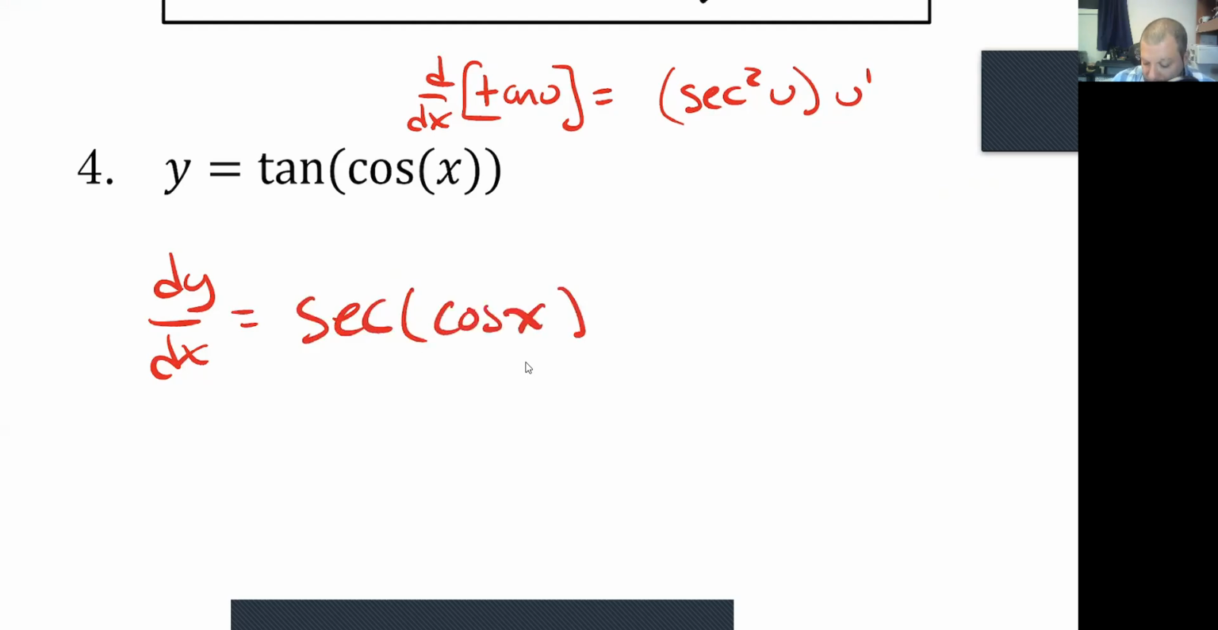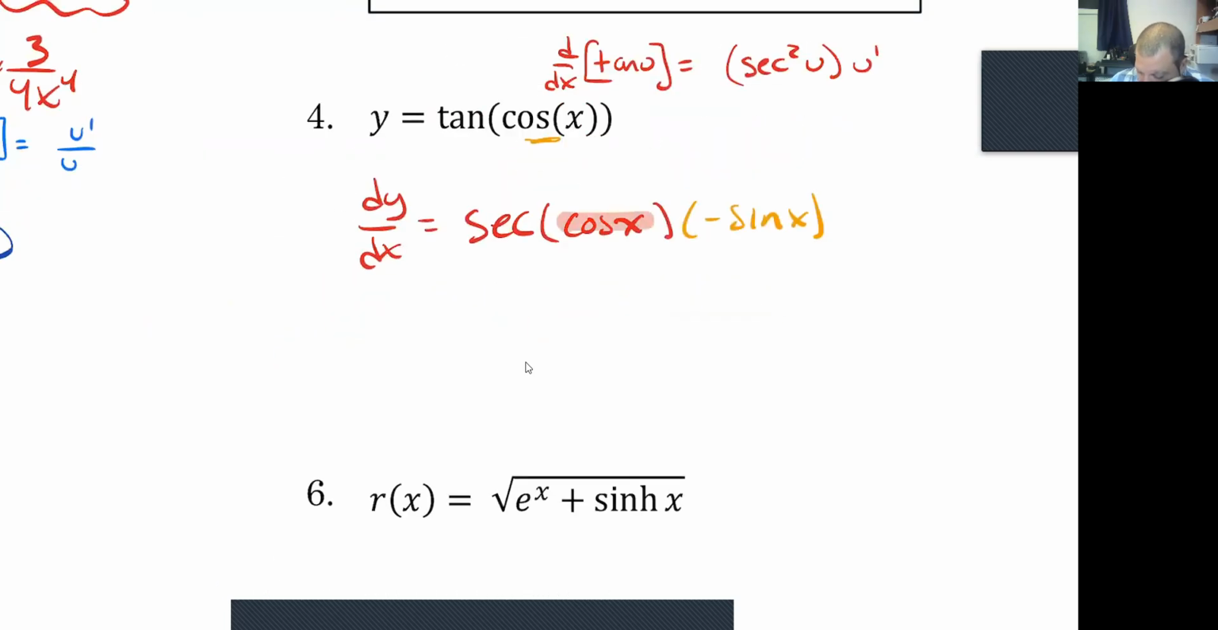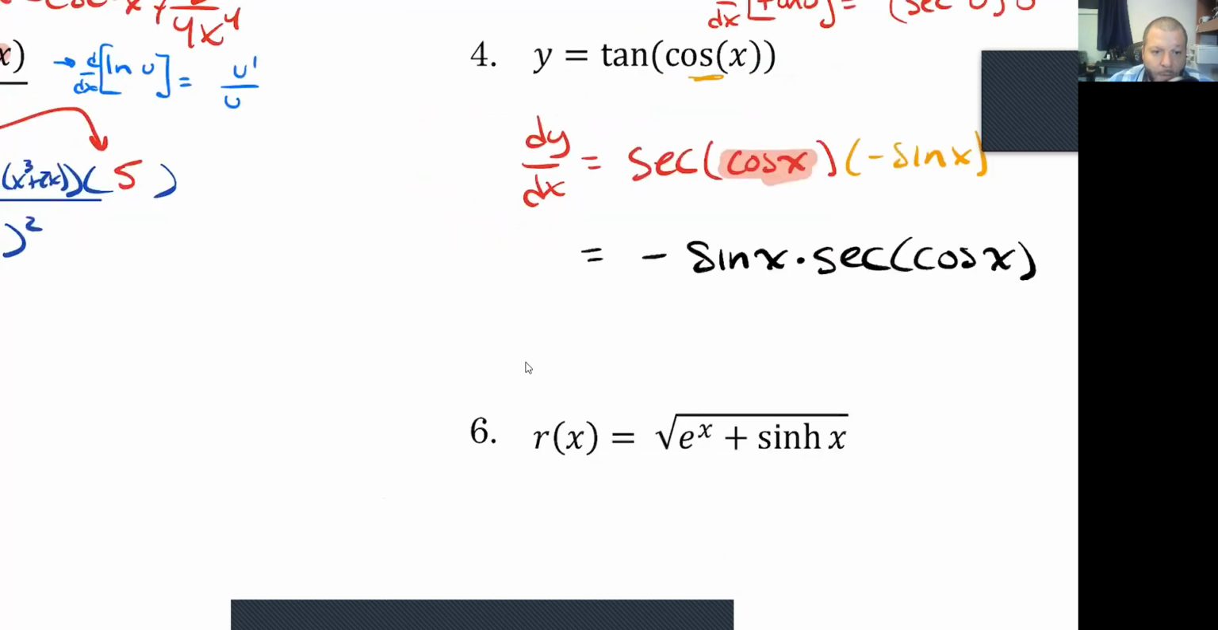And then we're going to multiply this by the derivative of the inner function, derivative of cosine, which is just negative sine of x. Right, so just be careful. We're not multiplying cosine and sine at all here, right? Cosine is part of the secant. If we want to rewrite this a little bit, negative sine of x times the secant of cosine of x would be a cool way of writing it. That's what the kids are doing nowadays, from what I hear.